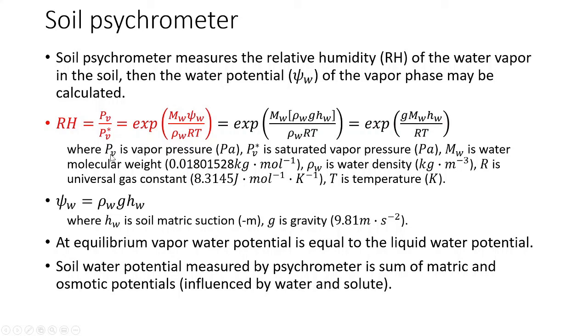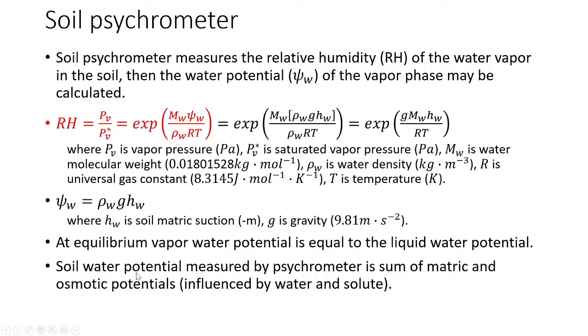Where Pv is the vapor pressure in Pascal, Pv star is the saturated vapor pressure in Pascal, Mw is the water molecular weight in kilogram per mole, rho w is the water density, R is the universal gas constant, and T is the temperature in Kelvin. The Ψw is given by rho of water multiplied by g, gravity, and h, the height of water. In this case, the height is the soil matric suction and g is gravity. At equilibrium, water vapor pressure is equal to the liquid water potential.